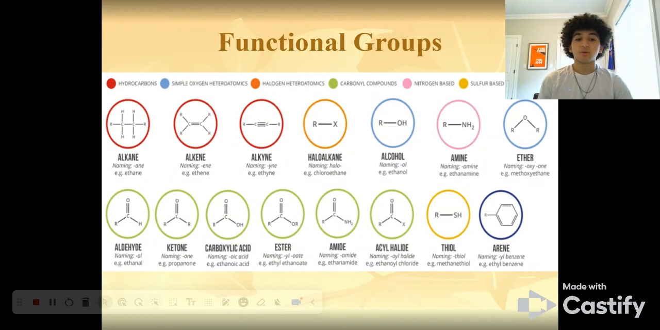If that acid gets modified so that the hydrogen is replaced by another carbon chain, it becomes an ester. Finally, look at amines, which introduce a nitrogen atom into the structure.